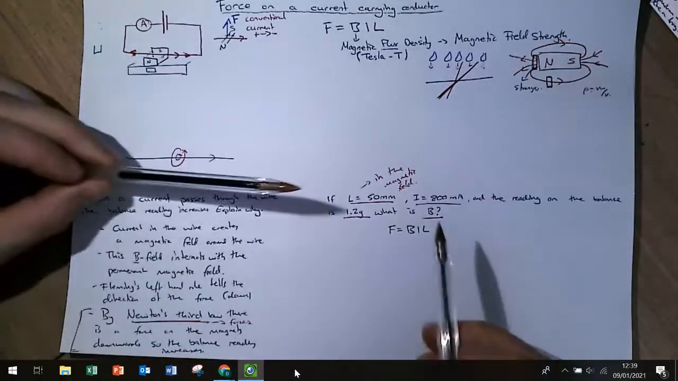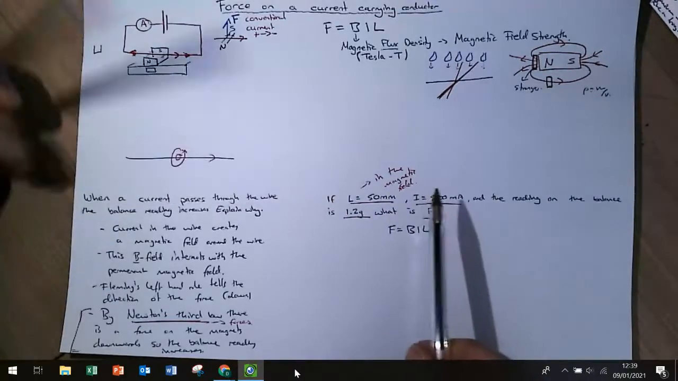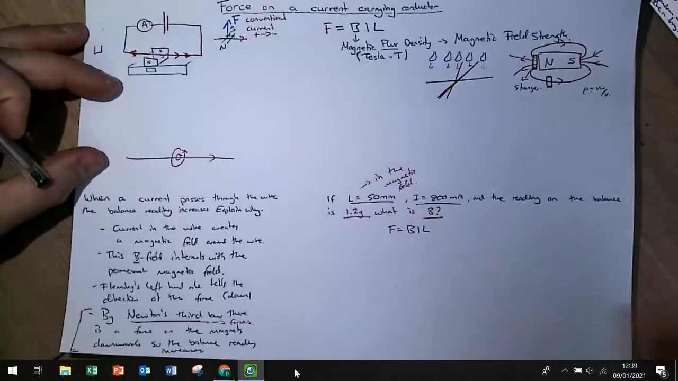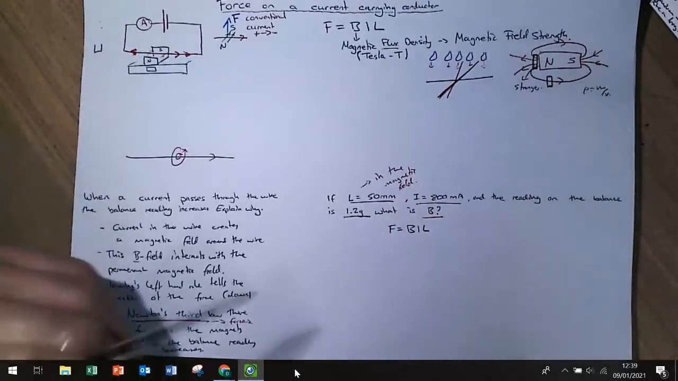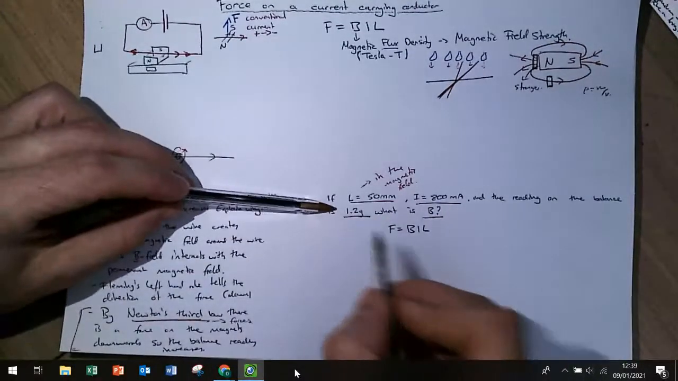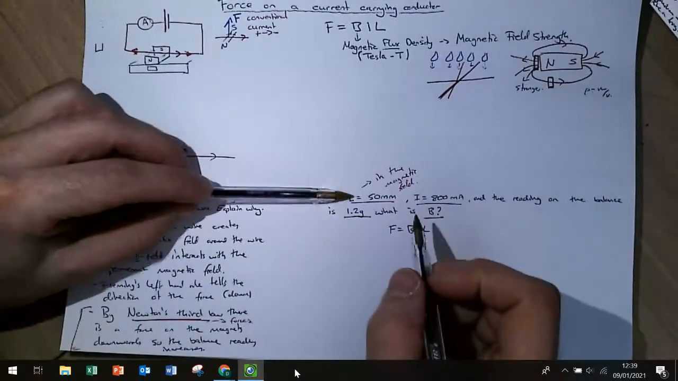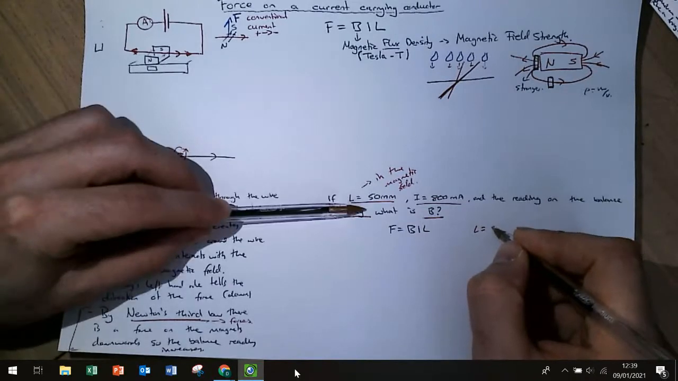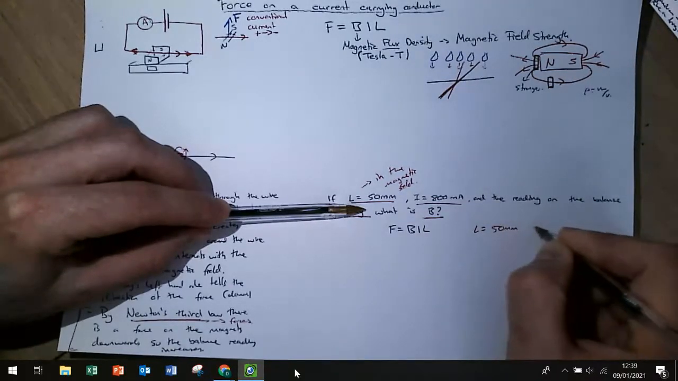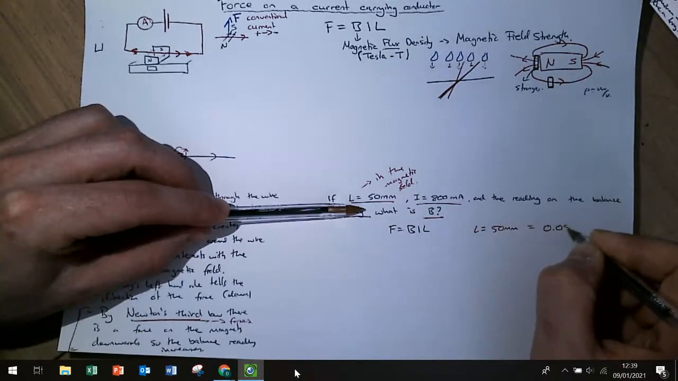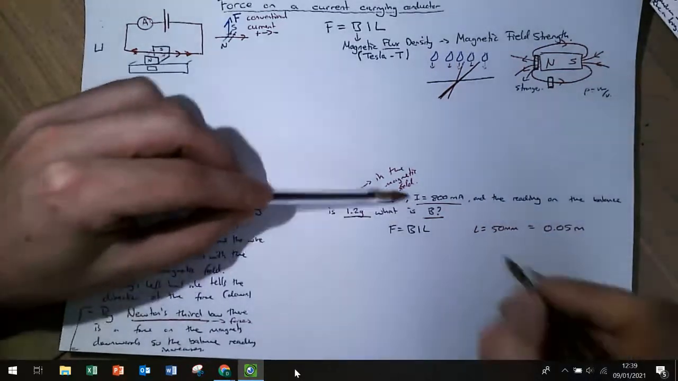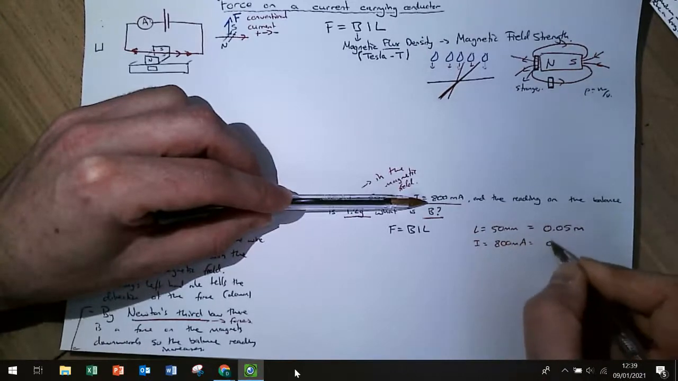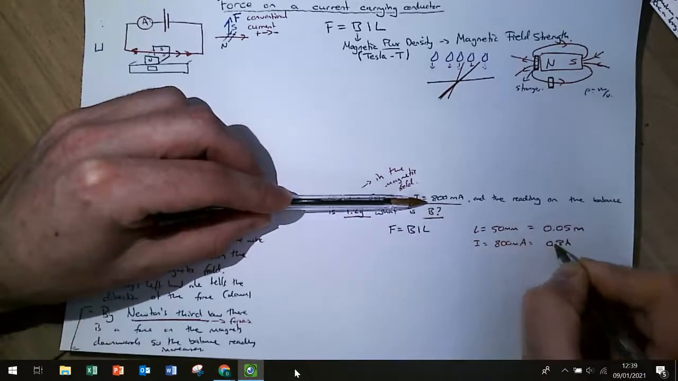Now, I've made this as hard as I can. You probably won't get a question quite as tricky as this, but I've seen individually each of these parts in questions before. So firstly, we need to make sure we're working in the correct units. So our length we want in meters. So we don't want in millimeters. We want to turn it into meters. So that's 0.05 meters by dividing by 1,000. Our current, we don't want it in milliamps. We want it in amps. So we want to divide by 1,000 to get it in amps.